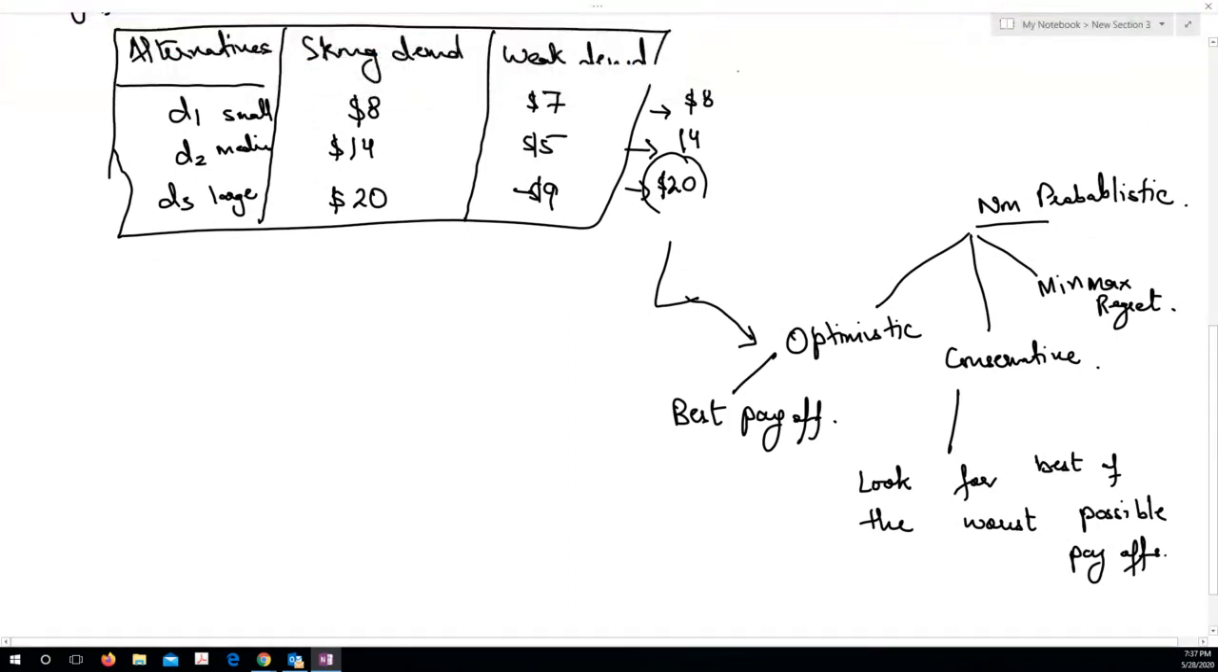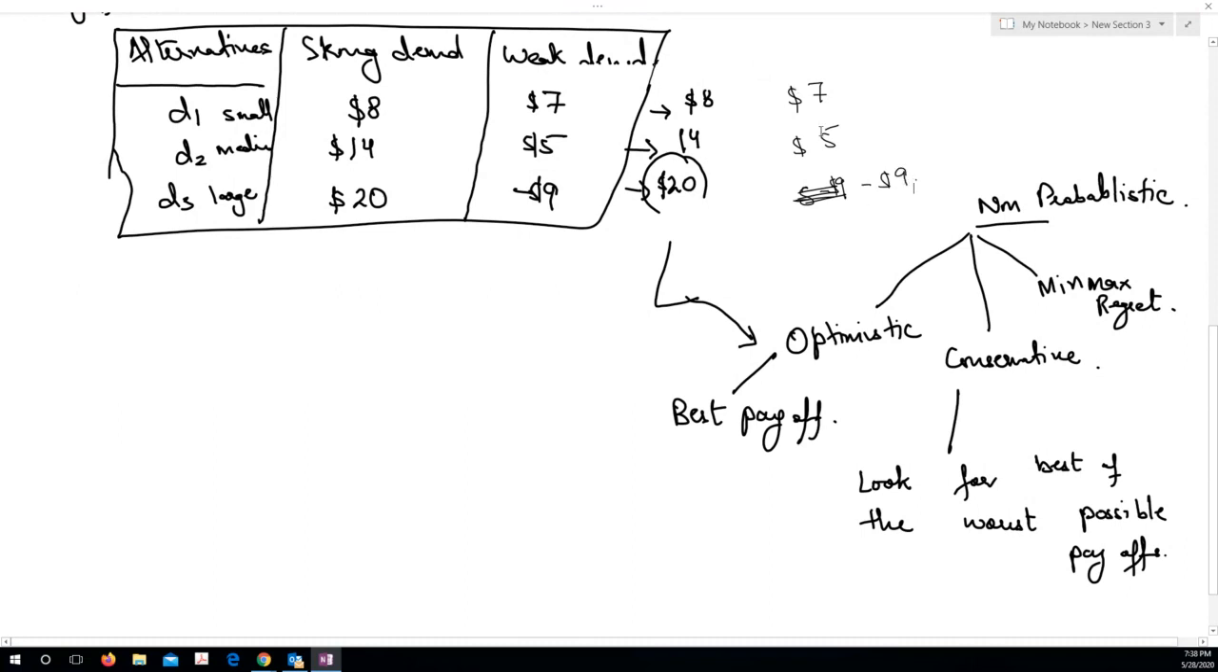All right, so the conservative approach is like looking for the best of the worst possible payoff. We are thinking that the market would be worse, and we will say okay, 7, 5 is the possibility, or in the future it will be -9. So it's just messed up. It should be like this, or it should be like this.